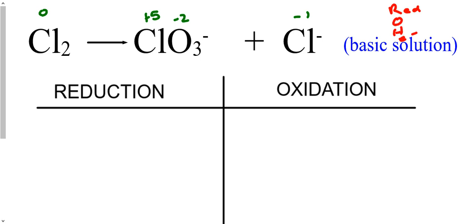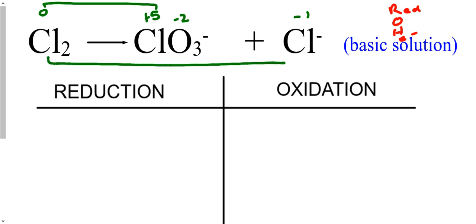This is a split reaction. I can see that some of the chlorines went up to plus 5 and some of them went down to minus 1. And that's okay. We're still going to write the entire species, the whole thing that's circled on both halves of those lines, under the reduction and oxidation halves.